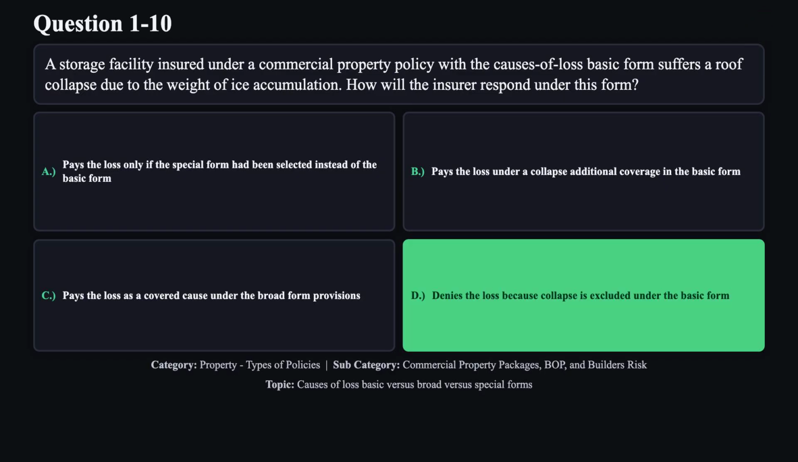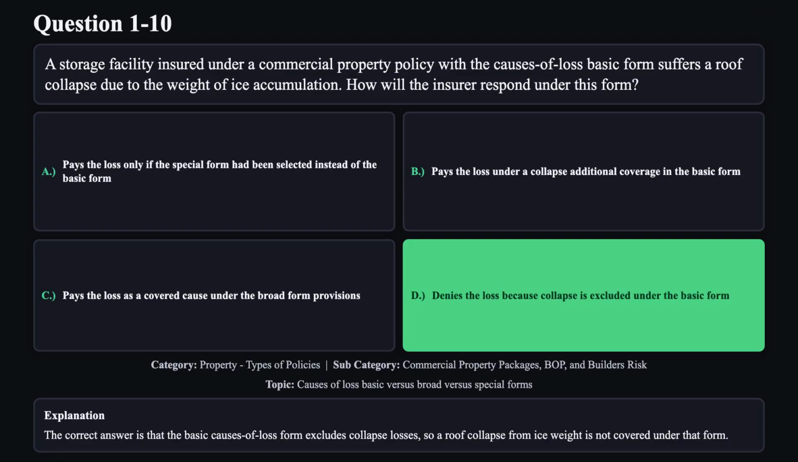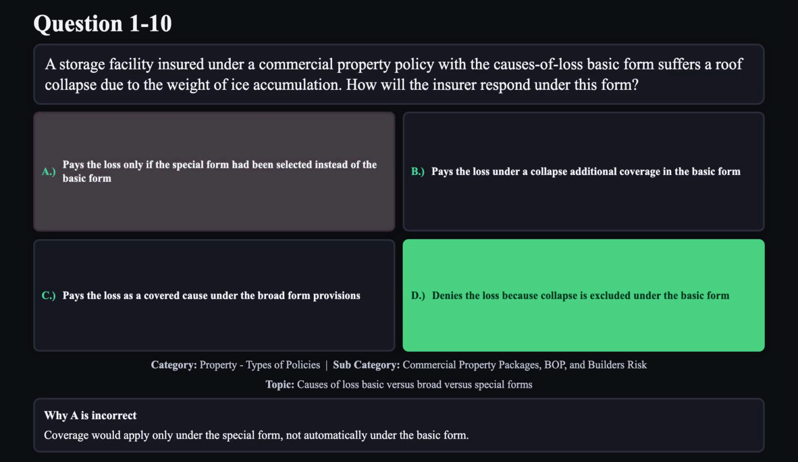The correct answer is D. The correct answer is that the basic causes of loss form excludes collapse losses, so a roof collapse from ice weight is not covered under that form. Reason A is not correct. Coverage would apply only under the special form, not automatically under the basic form.